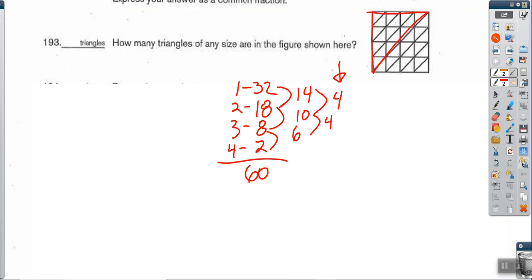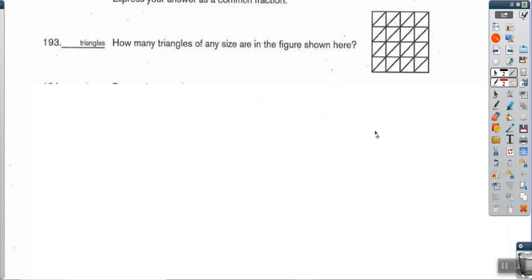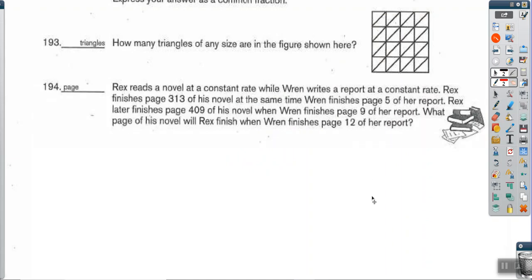All right, so let's take a look at the next problem. Now this one is purely linear, which makes life pretty easy.